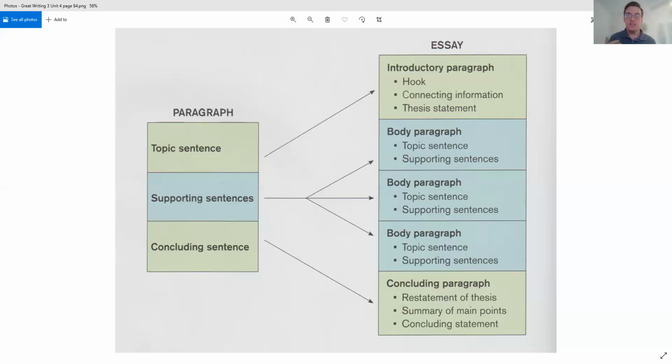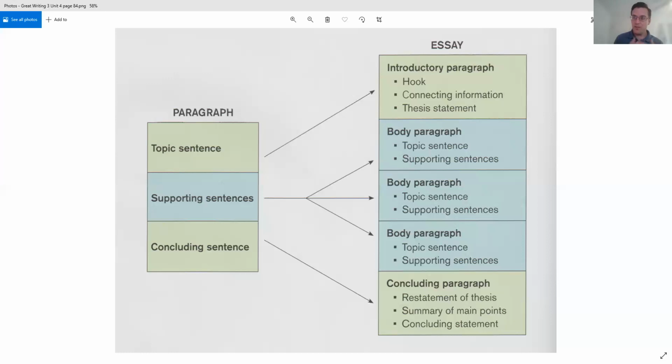It's called the thesis statement. The thesis statement is the most important sentence in your essay. It tells the reader what your essay is about. So it contains that main idea. It's very important, your thesis.